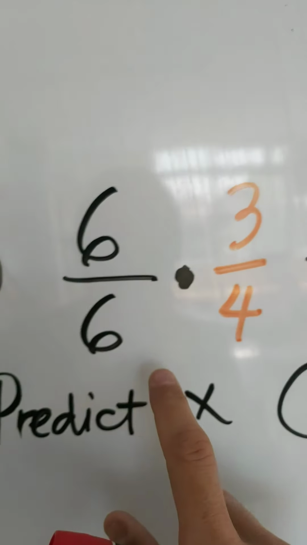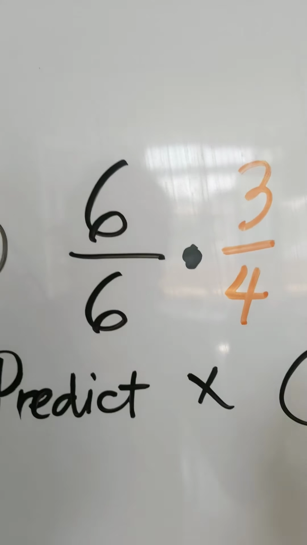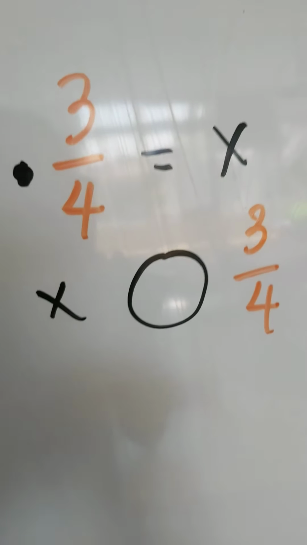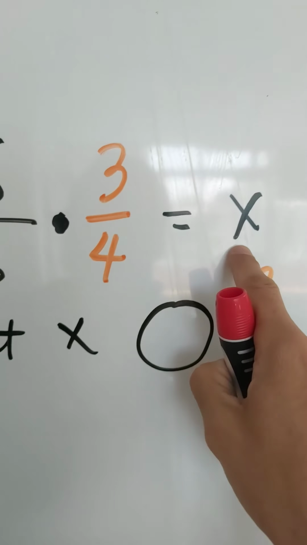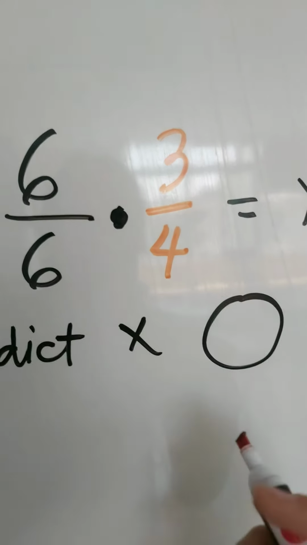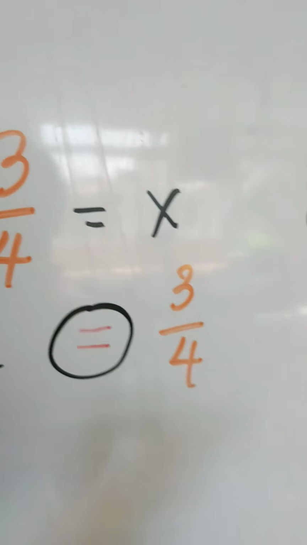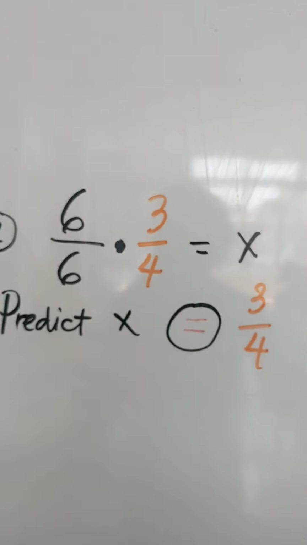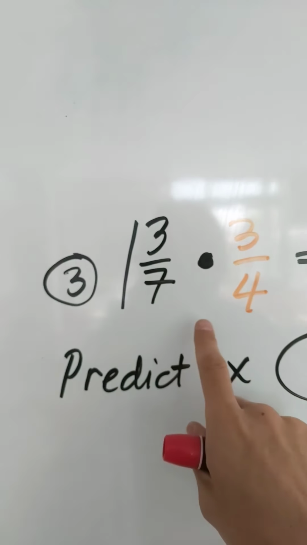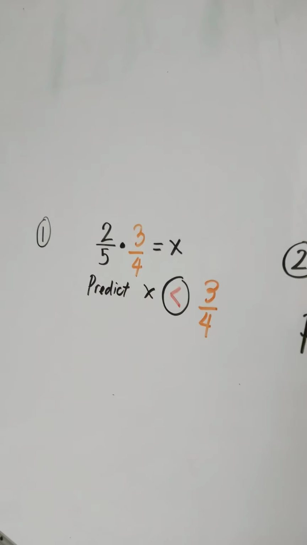Right? Now let's look at this one over here. Well, we all know that 6/6 is 1. Right? And any number, even a fraction, multiplied by 1 will be the same. So these are the two factors, and it equals x. We don't know what x is yet. You still have to solve that. But we do know that x will not change. It will still be 3/4, right? Because you're multiplying it by 1. Nothing changed. It's the identity property, right? Identity property.